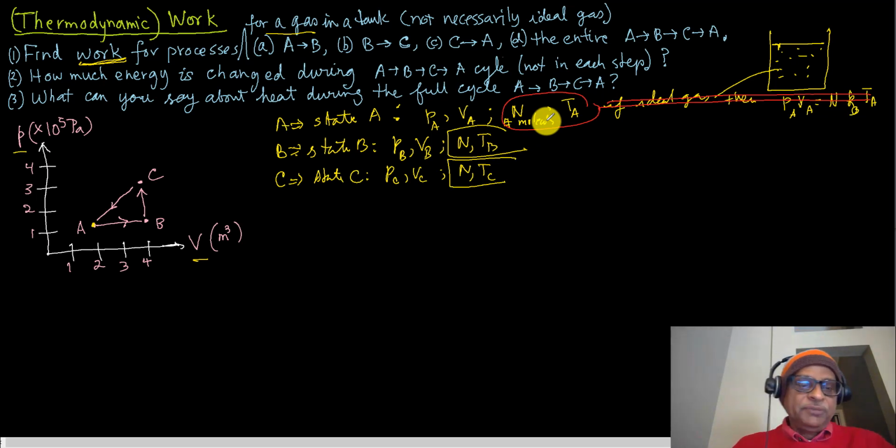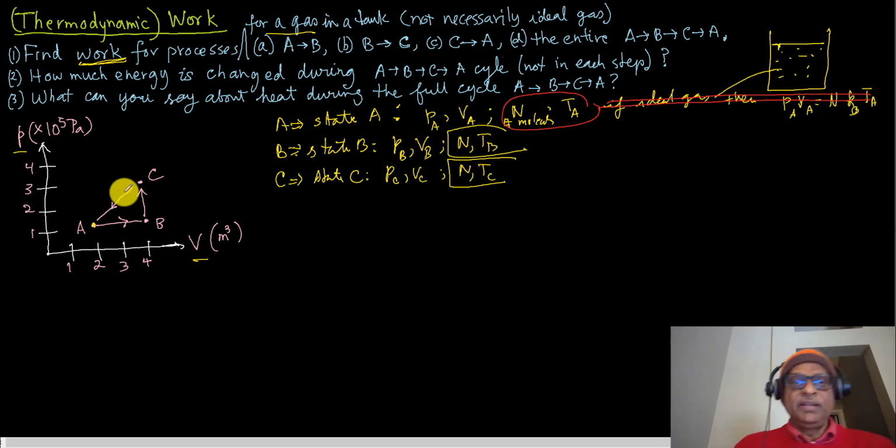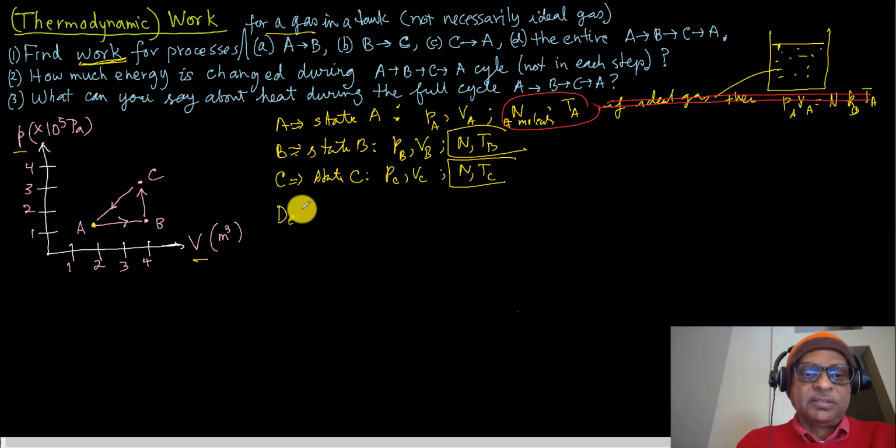Okay, so what's happening from A to B is pressure is constant. From B to C, volume is constant, and over here it is linearly changing, so pressure is a function of volume here. Okay. So what is the definition of work in this situation?